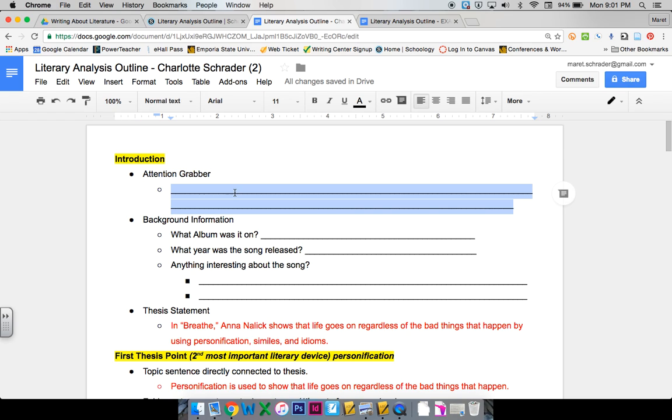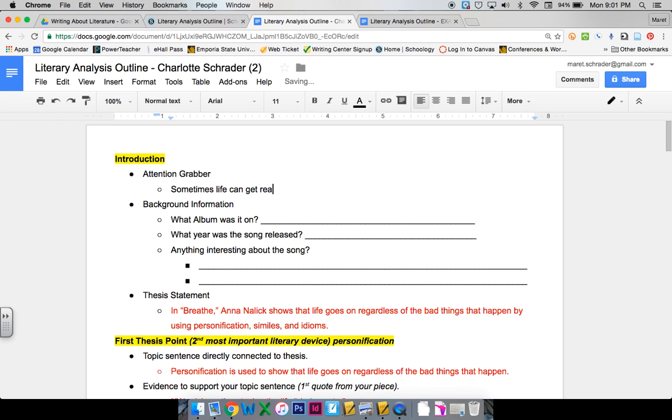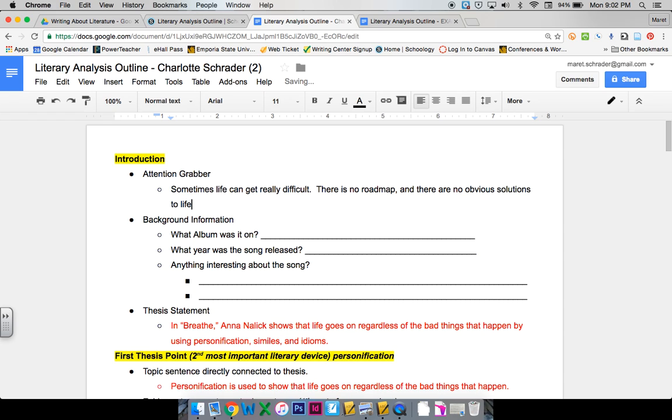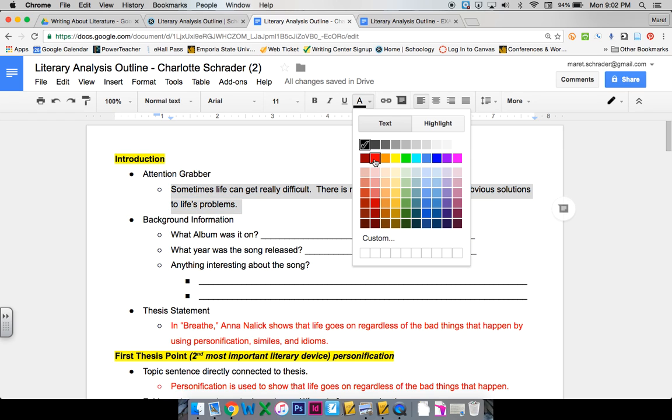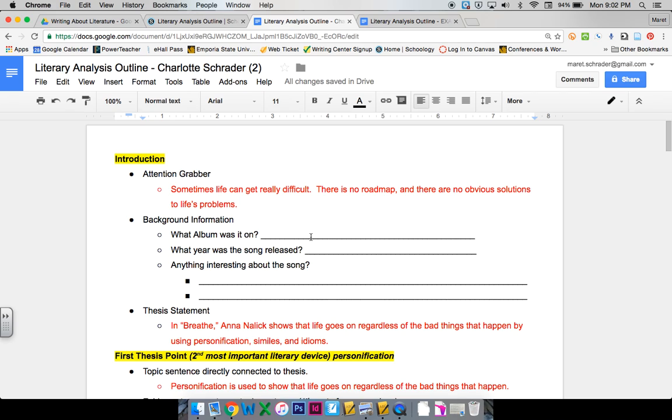So my attention grabber for this is going to be just something like, "Sometimes life can get really difficult. There is no roadmap. And there are no obvious solutions to life's problems." Okay, so that's just something that I chose to go with, something that my reader might be able to relate to. Somebody could read that and go, "Yeah, me too. I wonder what this paper is about." That's really just 1 or 2 sentences in length just to kind of grab your reader's attention.